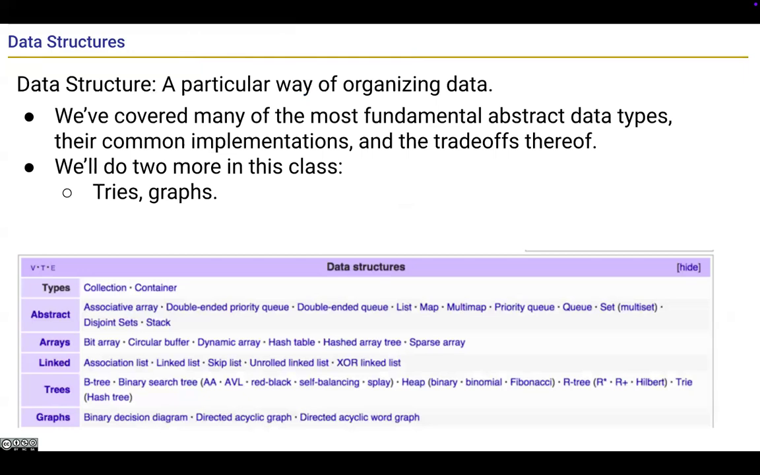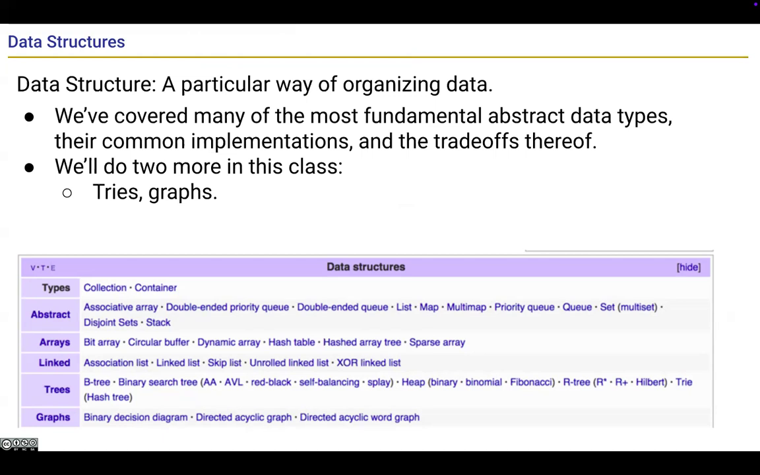Okay. So we've covered a lot of them. These are all sorts of different types of collections. Okay, so we have double-ended priority queues, we have queues, we have lists, we have maps, we have priority queues, sets, disjoint sets, and stack. This is directly from, where do we think this is from?